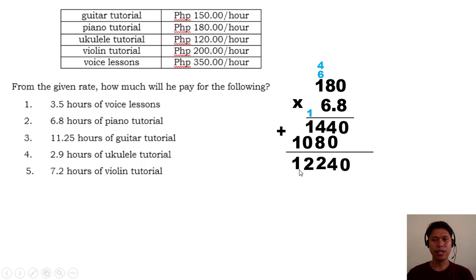And then bring down this 1. So the answer is, and then we count the decimal places. We have 1. So pasok ka rin dito ng 1. Ayan. So the answer is 1,224.0 or 1,224. Therefore, Joseph will pay 1,224 pesos for the 6.8 hours of piano tutorial given this rate. Okay? Ganun lang talaga ang steps.